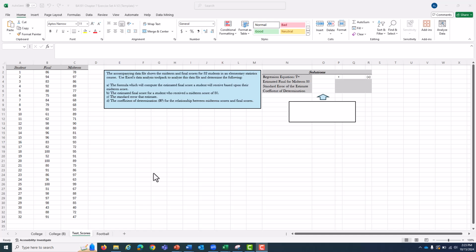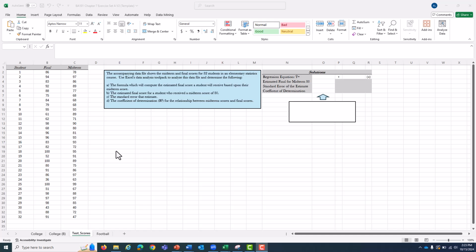In this example problem, we have a data set that has 32 students from a class of elementary statistics that they took. We have 2 points of data that are pertinent right here: what each student got on their midterm and what grade each student got on their final. And what we're going to do is some regression to see if a student's midterm grade had a significant impact on their grade on the final in the course.